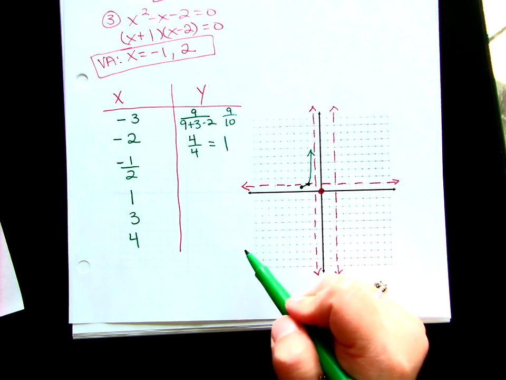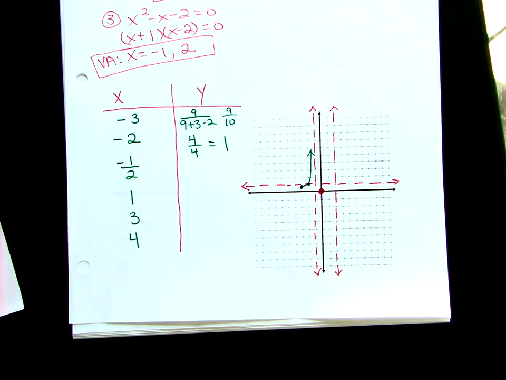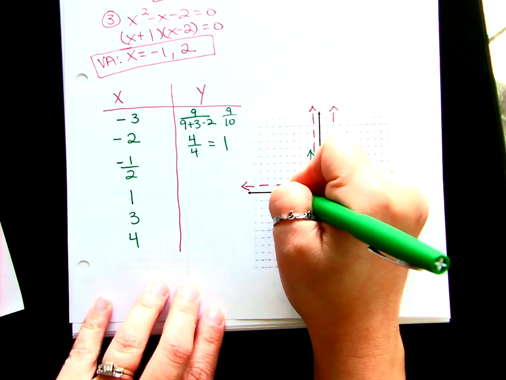Because what does my graph have to do around its asymptotes? It's got to hug it. So even though I crossed this horizontal asymptote, it's going to come back up and hug it at some point.